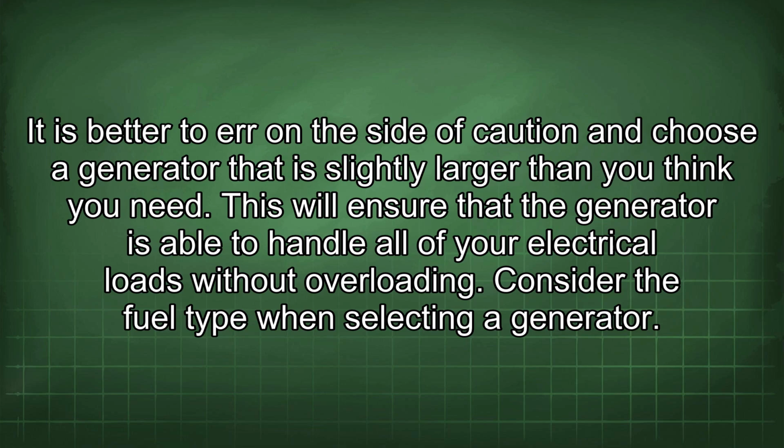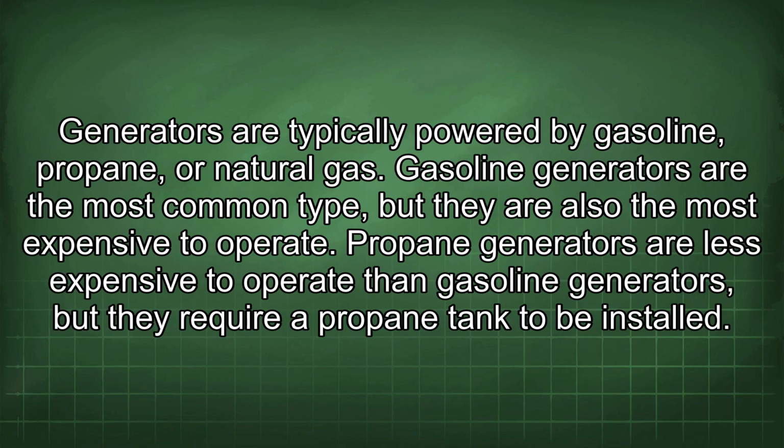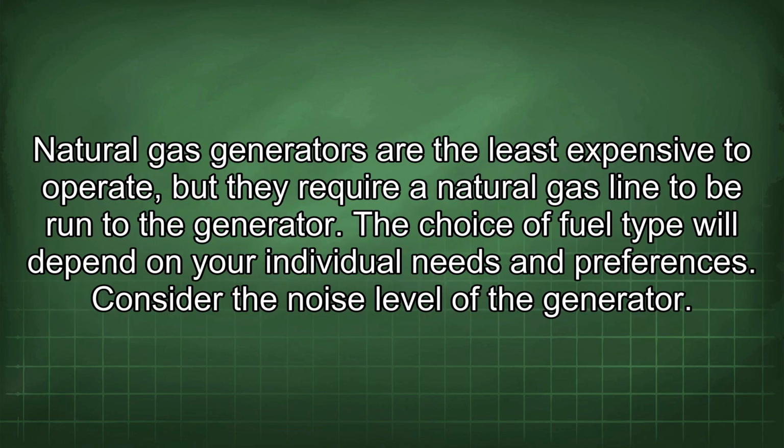Consider the fuel type when selecting a generator. Generators are typically powered by gasoline, propane, or natural gas. Gasoline generators are the most common type, but they are also the most expensive to operate. Propane generators are less expensive to operate than gasoline generators, but they require a propane tank to be installed. Natural gas generators are the least expensive to operate, but they require a natural gas line to be run to the generator. The choice of fuel type will depend on your individual needs and preferences.